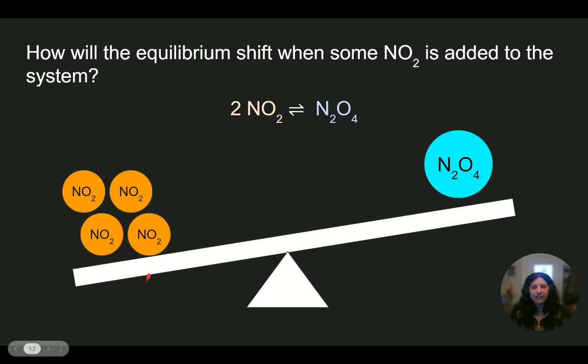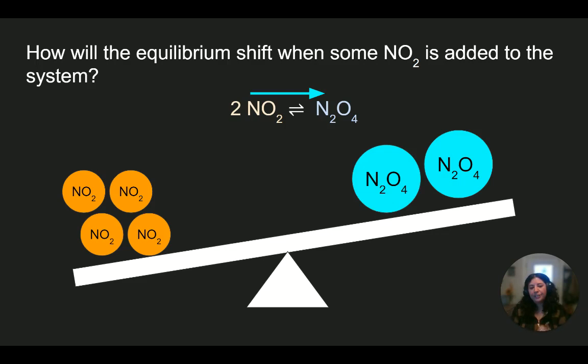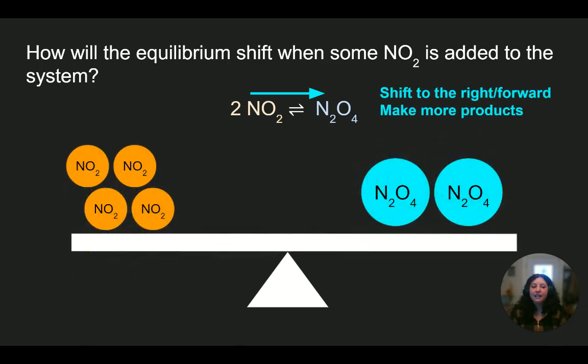So now Le Chatelier's principle says we're going to counteract that change. What do we need to do to counteract this change? We need to push it to the product side, right? In other words, we need to push this reaction forward, or shift the reaction in the forward direction, or to the right, in order to make more products and get back to balance. Okay.